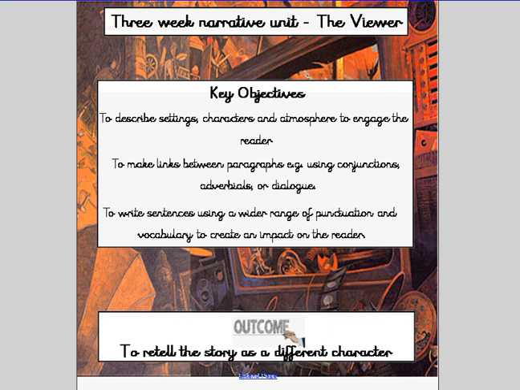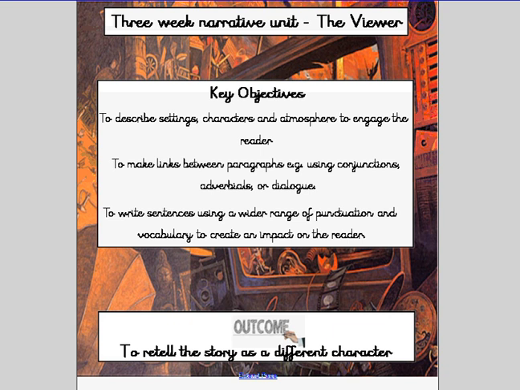So remember those key objectives there? Okay, so describing settings, characters, atmosphere, making links between paragraphs, and then using a wide range of punctuation. And then you are going to be retelling the story as a different character. Now, before we get into the book fully tomorrow, so Mr. Shaw is going to take you into a lot more detail with the book tomorrow.